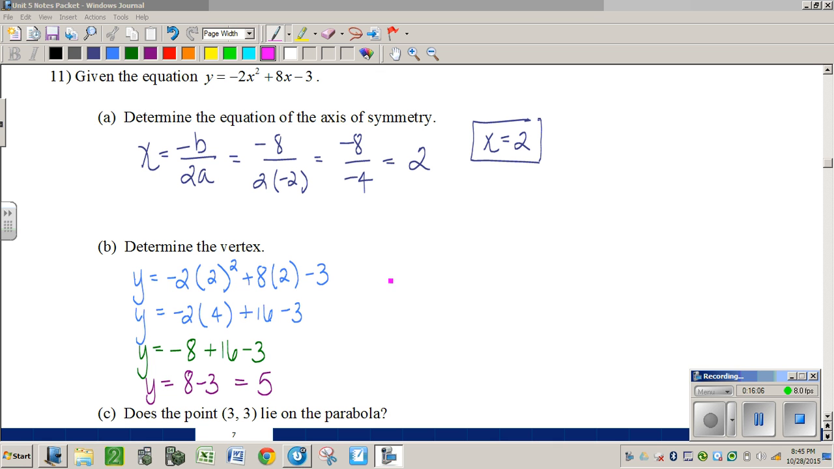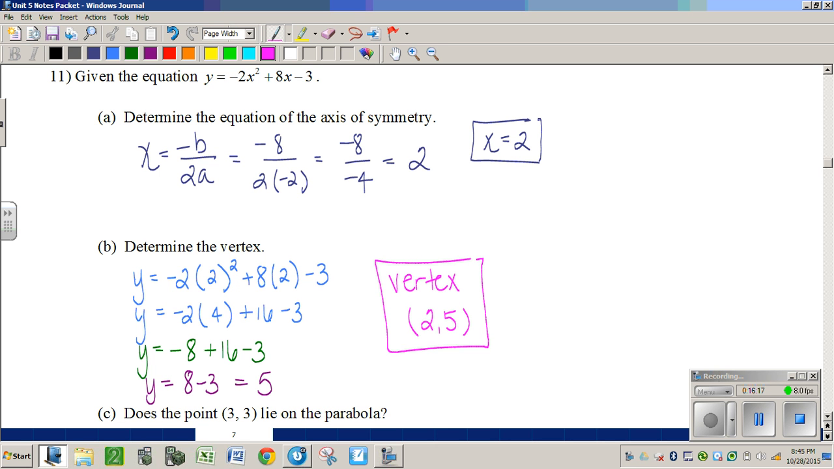So remember, your vertex is a point. So even after you find the y value, you want to make sure that you go back and you write your vertex as a point, which happens to be 2, 5. Alright, everybody good with that one? Now, the next part of the question here says, does the point 3, 3 lie on the parabola?